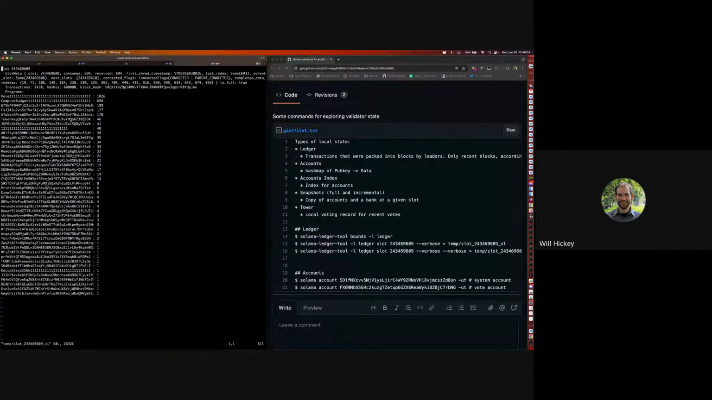So this is verbose 1. This is a summary of this particular slot. You can see we've got some metadata at the top, and then we get a count by program of the transactions in the slot. So you can see that the vote program is the one that gets run the most often, which is what you'd expect. And then we've got the rest of these programs that were all run just a handful of times during this slot.